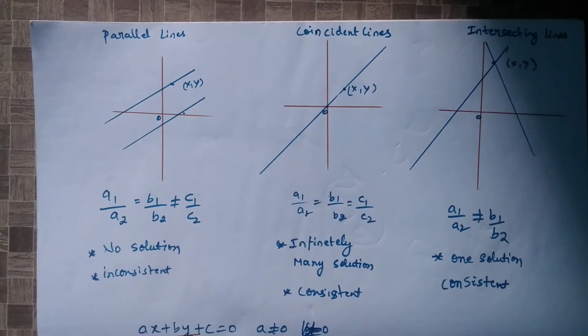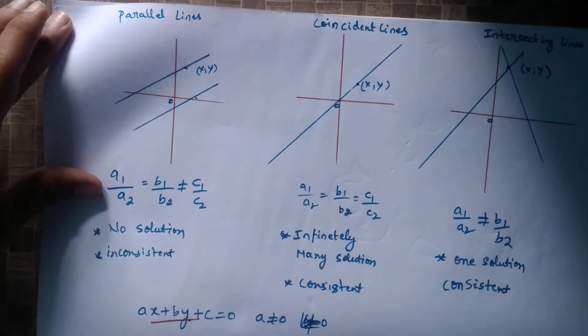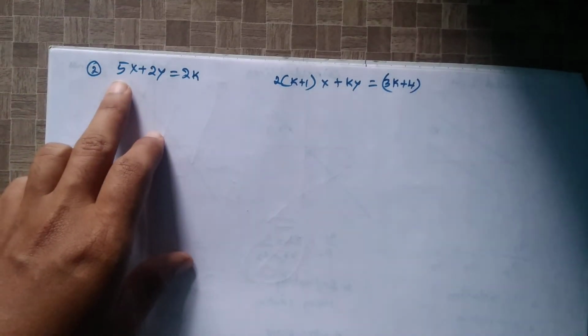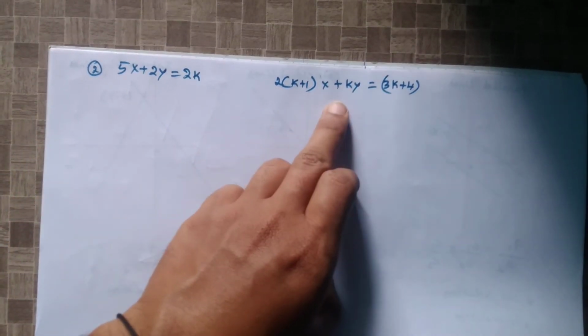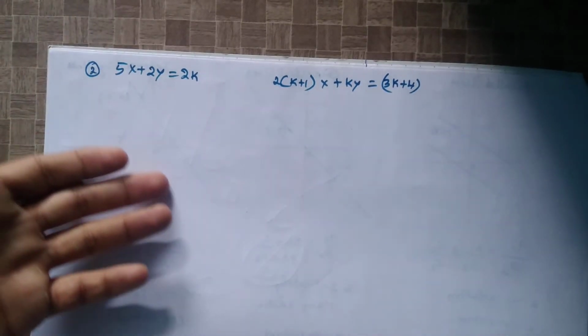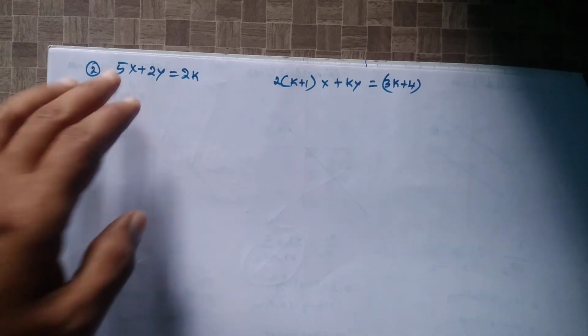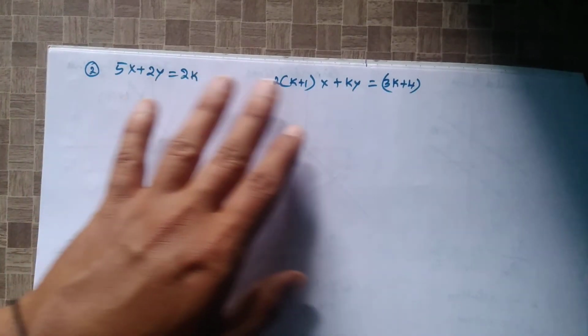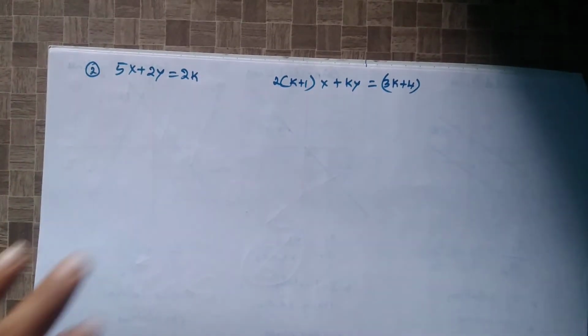In the next problem we solve the same pattern. Here the two equations are given: 5x + 2y = 2k and 2(k + 1)x + ky = 3k + 4. You solve it yourself and find the answer. The two equations are coincident and form many solutions. These are the coincident lines.